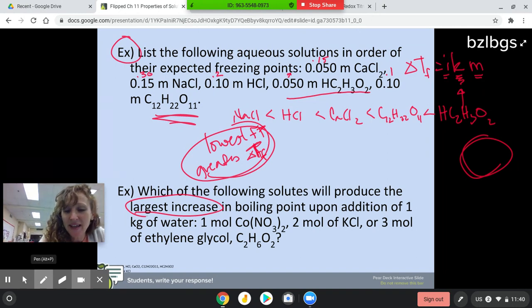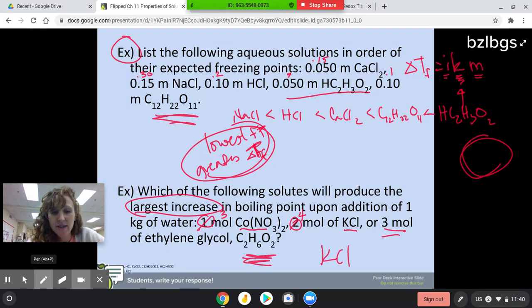Okay, so again, cobalt nitrate is going to split into 3 ions. So instead of being 1 mole per kilogram, it's going to be 3 moles of ions per kilogram. 2 moles of KCl, so this will actually be 4 moles of ions per kilogram. And then ethylene glycol is organic, so it is going to stay the same. So KCl is going to cause the largest increase in boiling point.